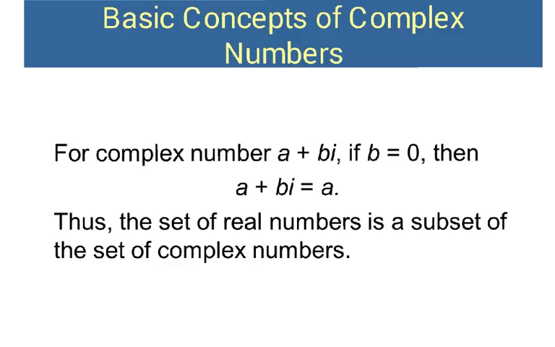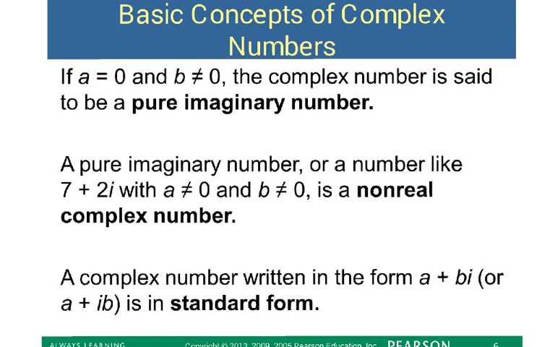For complex numbers a plus bi, if b is 0, then you have a plus bi equals a. Therefore, it's no longer an imaginary number or a complex number, it's a real solution. So if a is equal to 0 in our complex number, what that is known as is a pure imaginary number, because you're just going to be left with bi, the imaginary part. So this is a pure imaginary number.